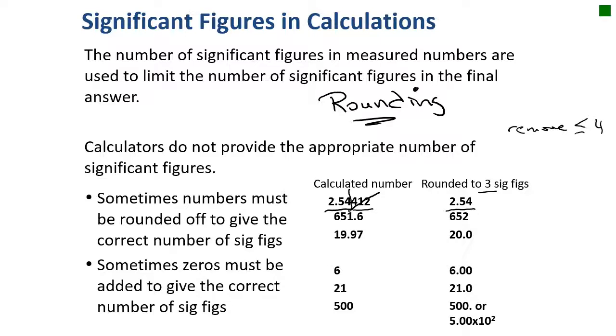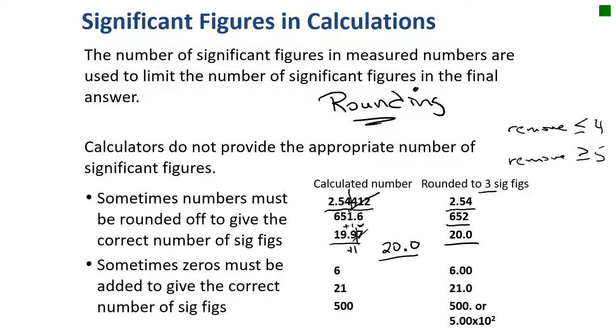If we're going to remove anything that is greater than or equal to 5, we round up. When we round up, we add 1 to the last digit we keep, giving us 652. We want to round this to 3 sig figs. We're going to remove here the 7. The 7 is greater than or equal to 5, so we're going to add 1 here. When we add 1 here, we're going to get 20.0. That's 3 sig figs, and we're right there.